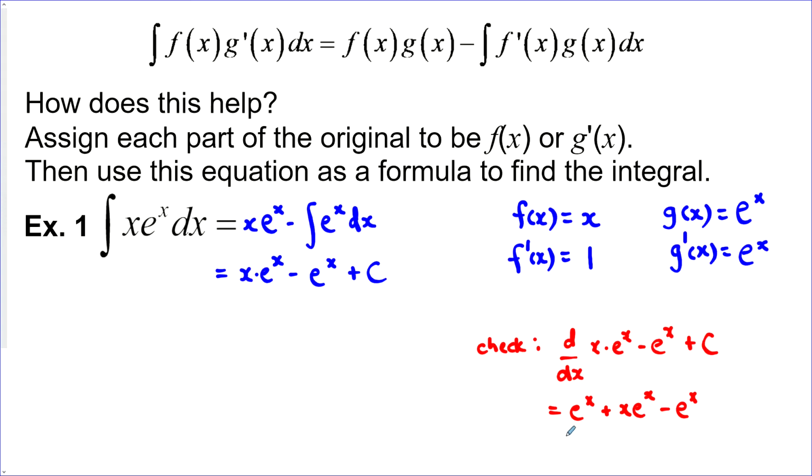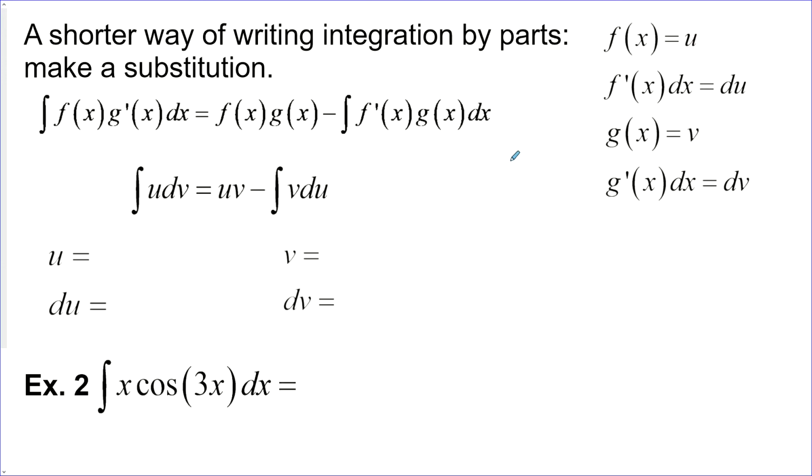You see that the e to the power of x and the e to the power of x cancel, and we are, in fact, left with the x times e to the power of x, which is the integrand we started with. Now, this equation is very long, so most people do not write it like this. We use some substitution and simplify it.